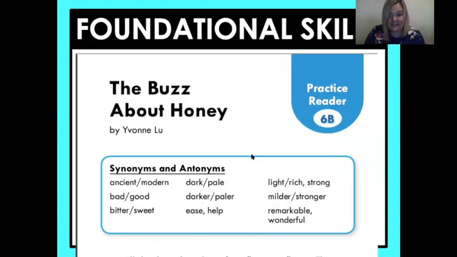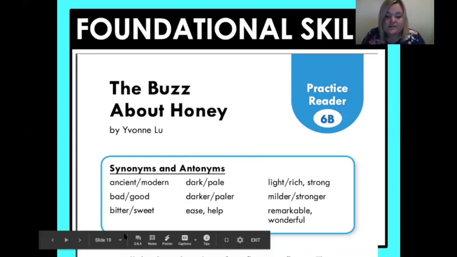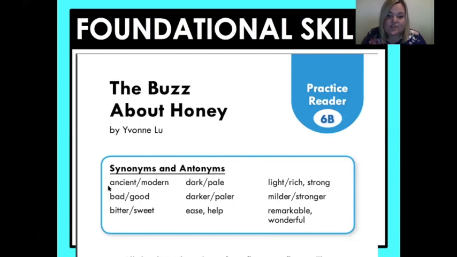For our foundational skill today, we're going to read the story, The Buzz About Honey. And the focus today is on synonyms and antonyms. There's going to be a bunch of different pairs in the story. We've got ancient and modern. So you have to figure out, are those the same? Are they opposite? And you really want to get those words right while you're reading. And then you're going to listen to yourself after you're done and see how you did.